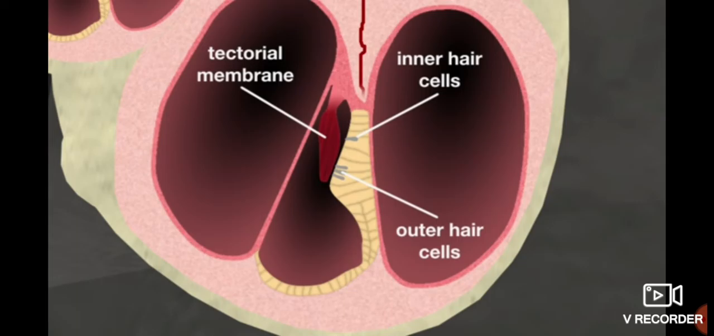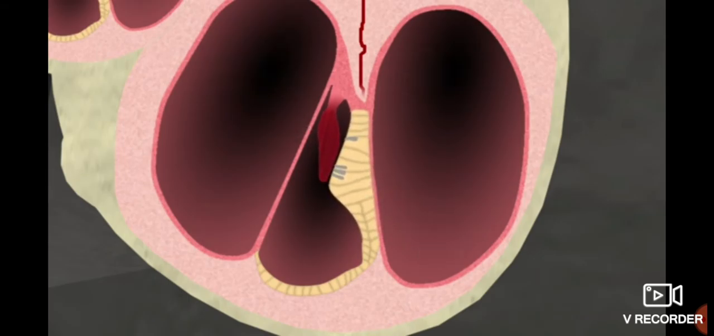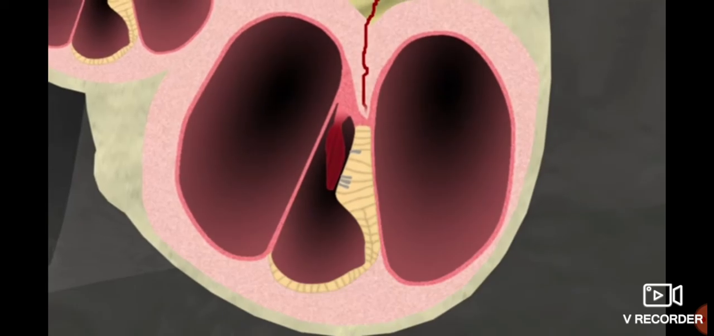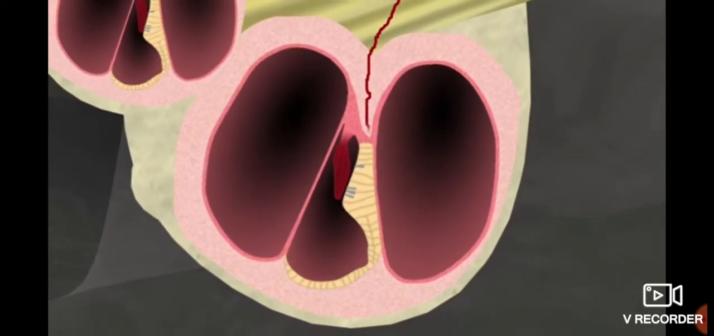When the sound reaches them, these cells vibrate and make an impulse which is sent to the auditory nerve and on to our brain. So this impulse, generated by the sensory cells, the inner and outer hair cells, is sent through the auditory nerve to the brain.